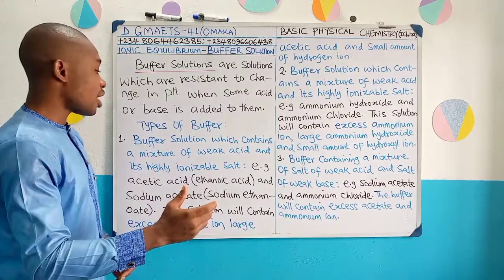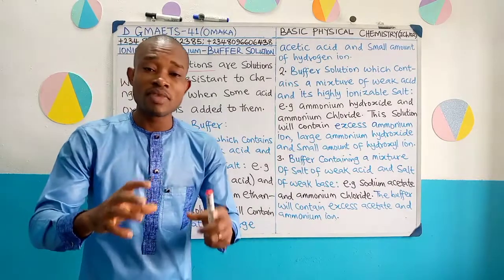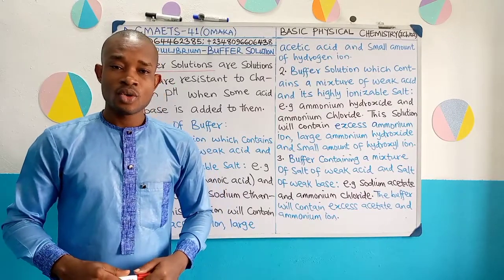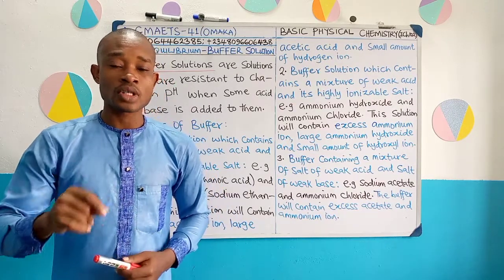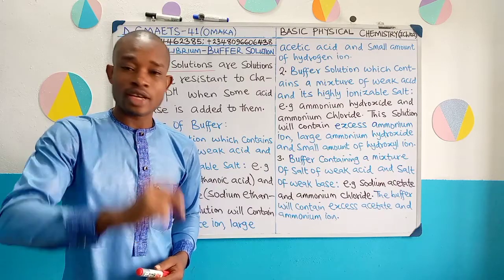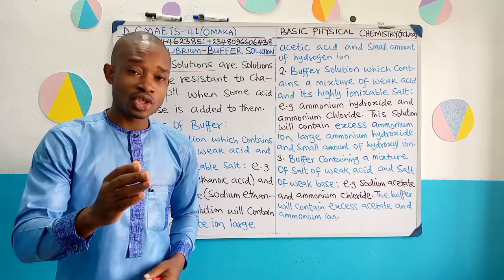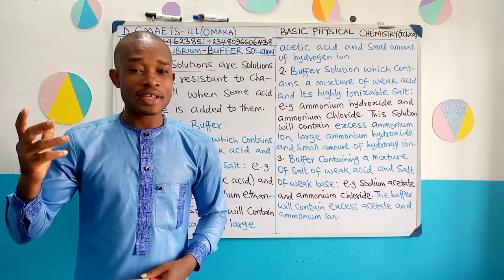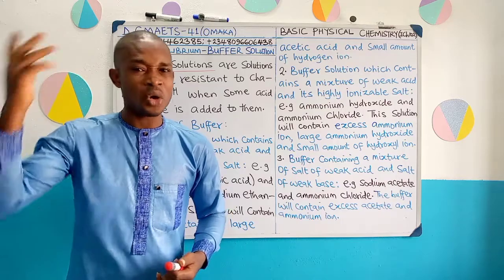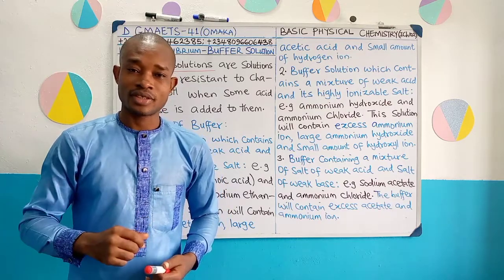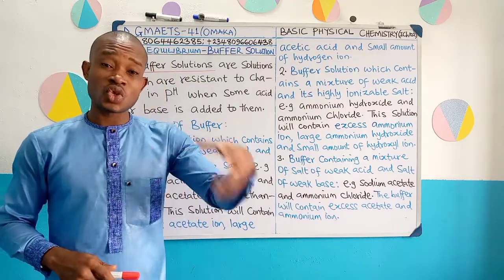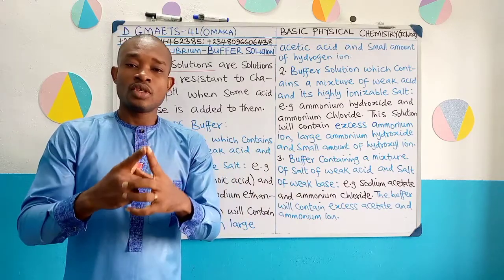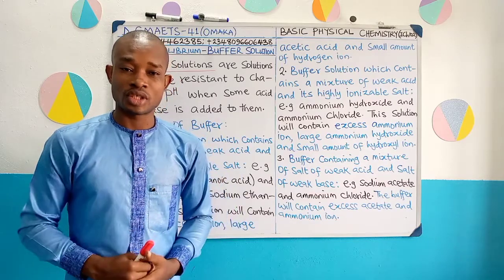And now, a good example of such is a mixture of ethanoic acid, also known as acetic acid, with its highly ionizable salt like sodium ethanoate, also known as sodium acetate. Ethanoic acid, we know from organic chemistry, or acetic acid as we call it, the old name, is a weak acid. A salt formed from it, which is sodium acetate, is highly ionizable. A mixture of these two will give us a buffer solution.